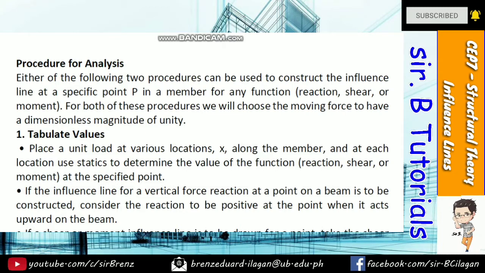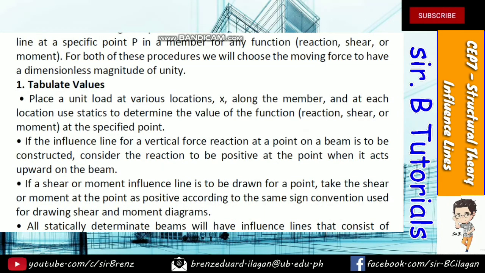So, procedure for analysis. What are the procedures? Either of the following 2 procedures can be used to construct the influence line at a specific point P in a member for any function. Again, reaction, shear, or moment. For both of these procedures, we will choose the moving force to have a dimensionless magnitude of unity. So, the first one is the tabulated values. Okay, so first, you need to place a unit load at various locations, X. So you place 1 unit load at a certain distance x along the member, and at each location, use statics to determine the value of the function at the specified point.